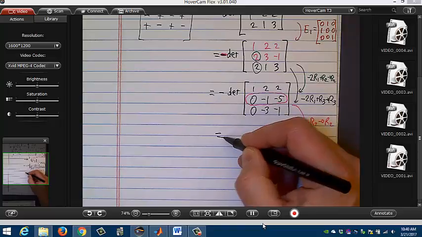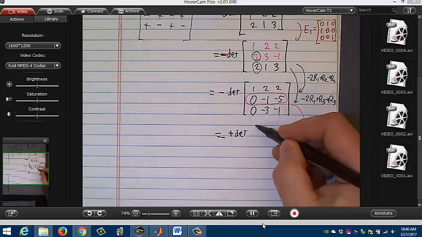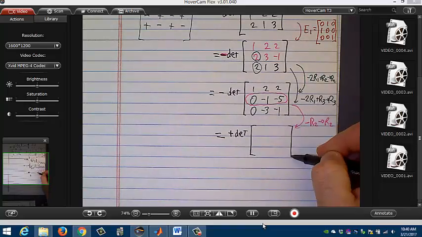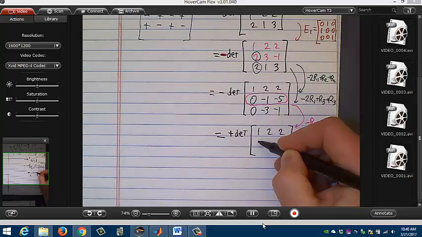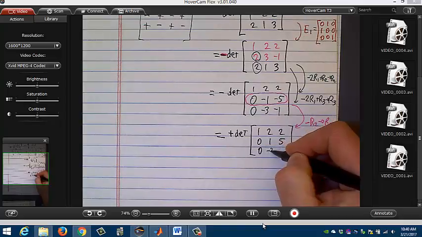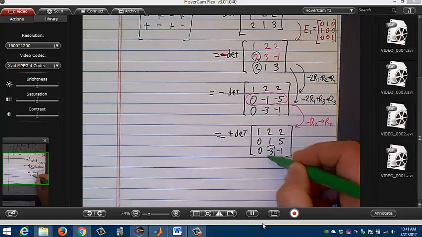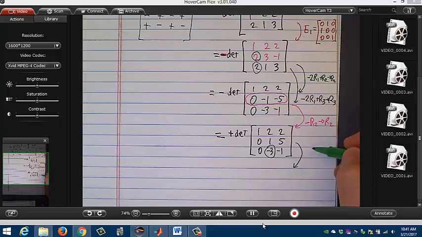So this equals now positive, because it was negative, determinant of what matrix? Well, 1, 2, 2, 0, 1, 5, 0, negative 3, negative 1. And now I have one more step. I'm going to change this to a 0 by doing what? 3R2 plus R3 is the new R3. That will not change the determinant.